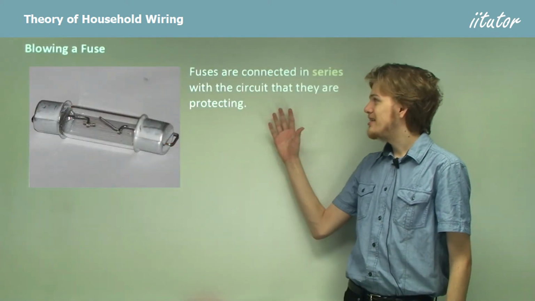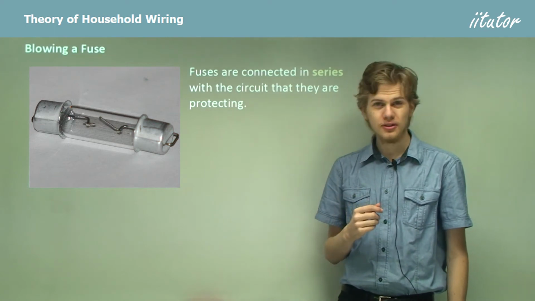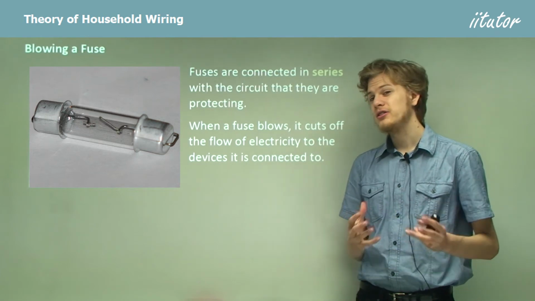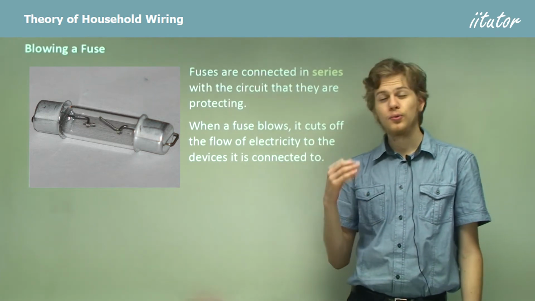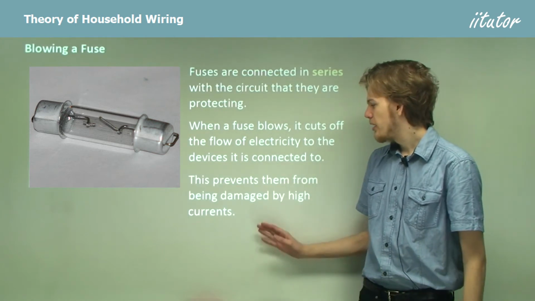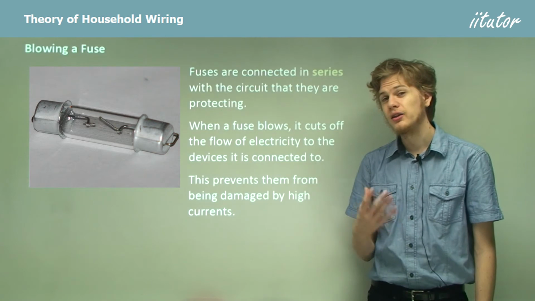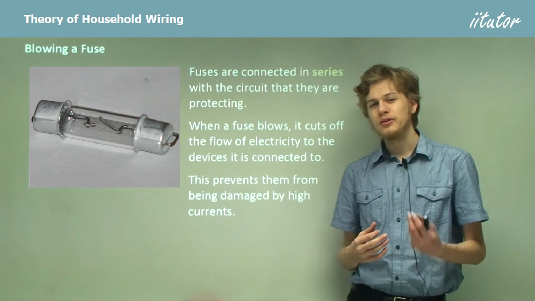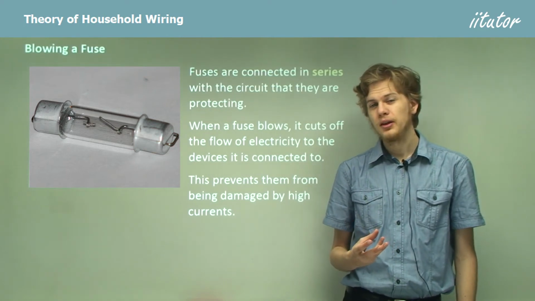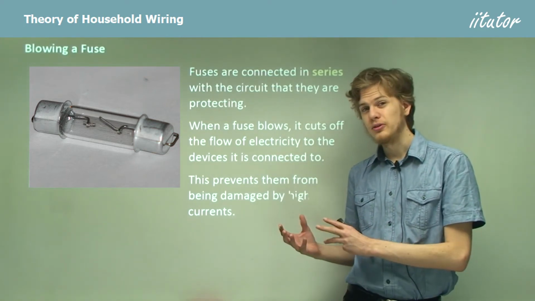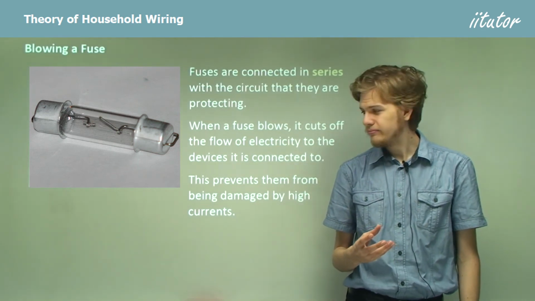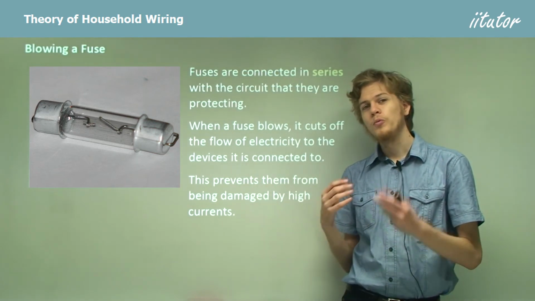So fuses are connected in series with the circuit that they are protecting. So when a fuse blows, it cuts off the flow of electricity to the devices it is connected to. And that's because the current through the fuse is equal to the current through the devices it connects to. And this prevents them from being damaged by very high electrical currents. You can imagine that if we have a low-powered device, like a mobile phone charger, for example, if it draws 5 amps of current because of a malfunction, then that will cause serious damage to the charger. So a fuse will prevent that from happening.